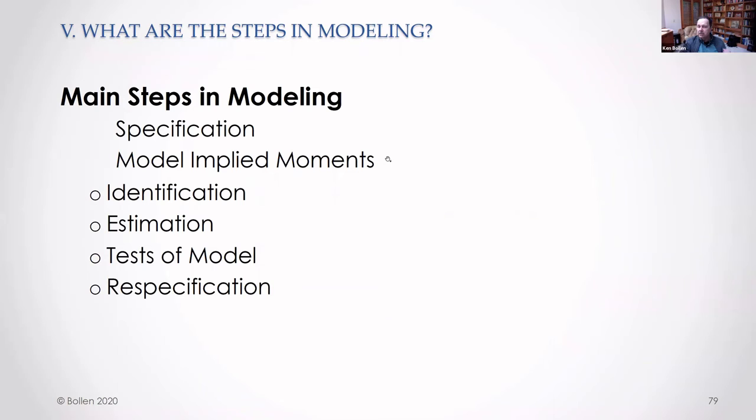So those are the model implied moments. And they appear in identification, estimation, and test of the model. So they play a pretty central role in these models in several different steps that we're going over. Let's then go to identification, unless there's some other question.